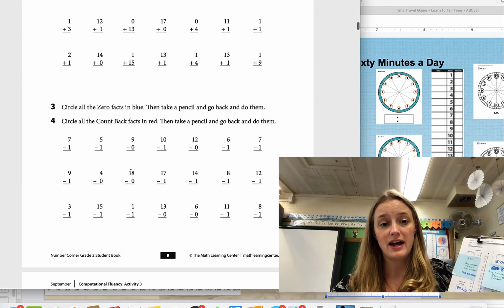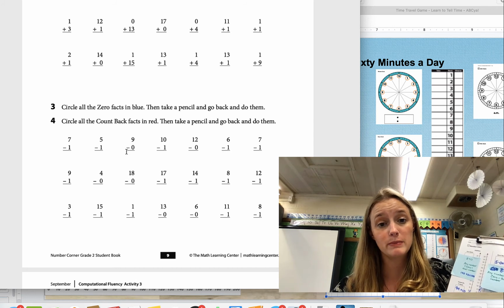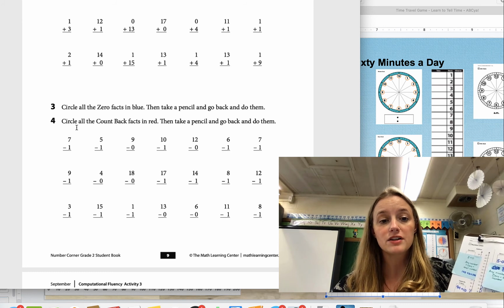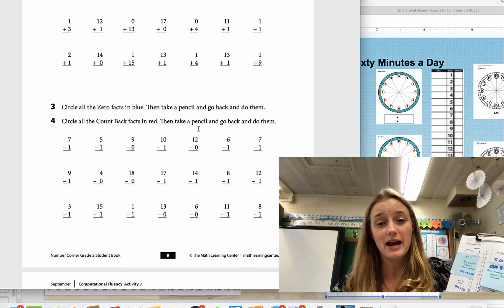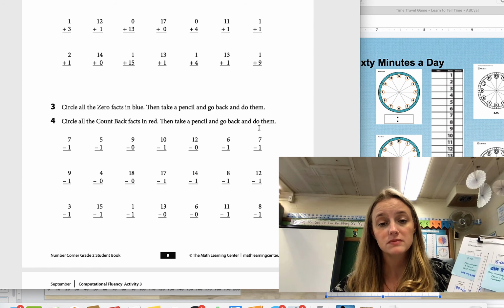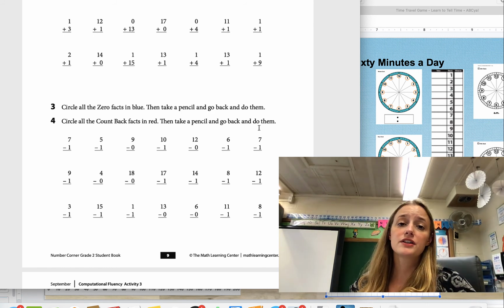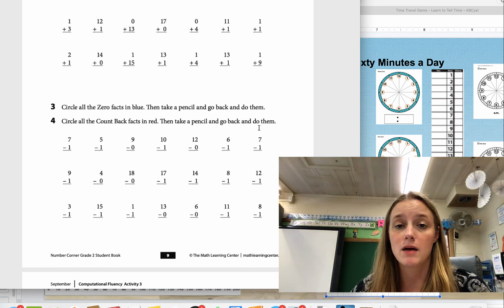Then for these facts down here, you're going to circle all the 0 facts in blue. Again, anytime they subtract with 0, this one would be blue here. And then you're going to take a pencil and do them. And then you're going to circle all the count back facts in red. So remember, count back facts is like when you're subtracting 1 here, so this one would be red. And you're going to take a pencil and solve it. And then finally at the end, you're going to just take a picture of it and put it in Google Slide for me so that I can see your work, please.